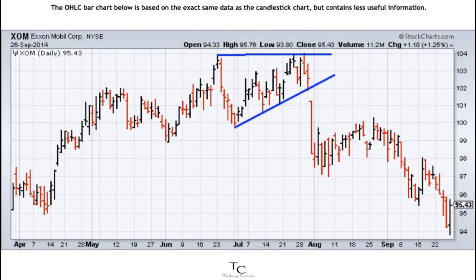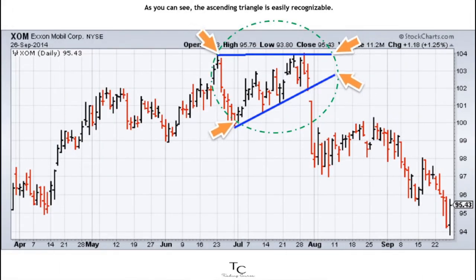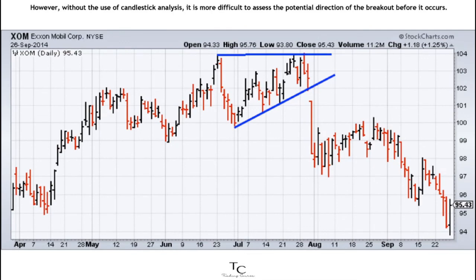The OHLC bar chart below is based on the exact same data as the candlestick chart, but contains less useful information. As you can see, the ascending triangle is easily recognizable. However, without the use of candlestick analysis, it is more difficult to assess the potential direction of the breakout before it occurs.